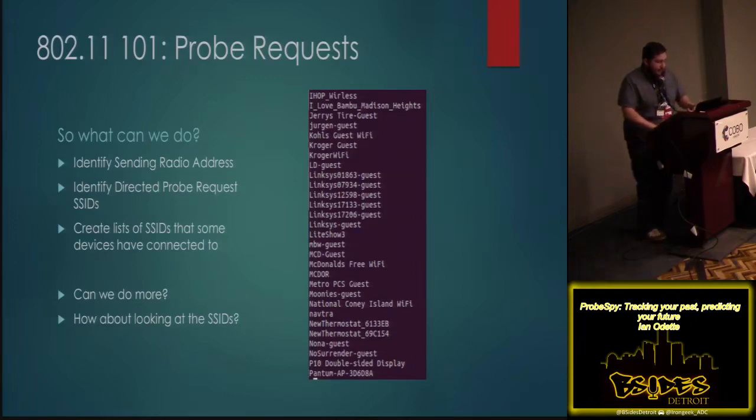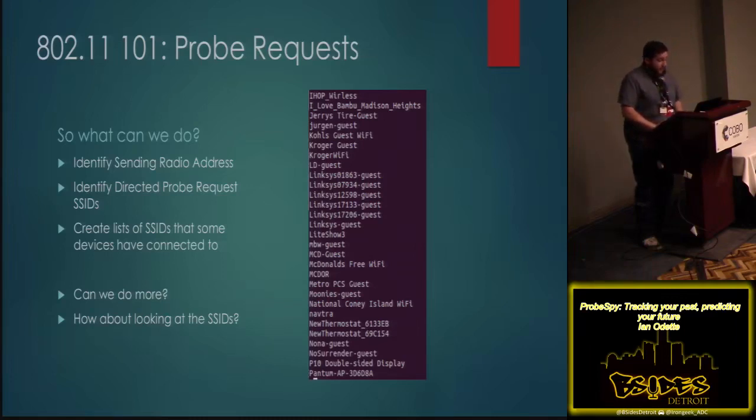So if you look here, this is a sample of a directed probe request that I've collected from out in the wild. And if you look at it, you can see a handful of examples of corporate guest networks. There's an IHOP Wireless, Kroger, McDonald's, National Coney Island, etc. So, based on those, we might be able to determine something about where this person goes to eat, or where they go to buy their groceries, or other information like that.